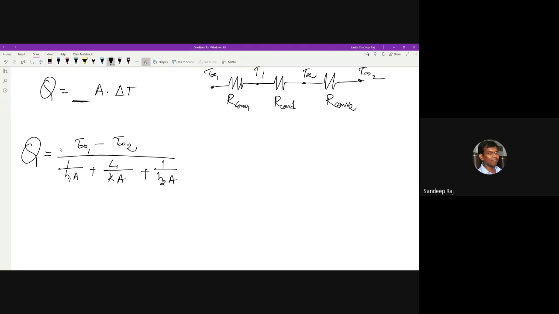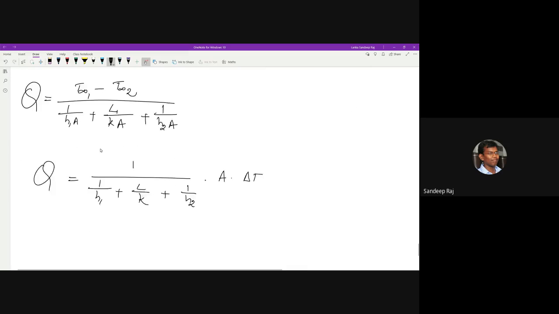If I transform this expression into this form, what I get is Q is equal to, the area that is there in the denominator I take to the numerator, and I'll be left with 1 by H1 plus L by K plus 1 by H2, into A into delta T. So Q is equal to some expression, let me call that expression U, into A into delta T. I want to write it like so.